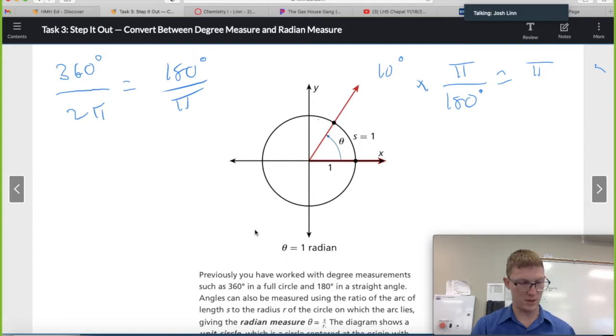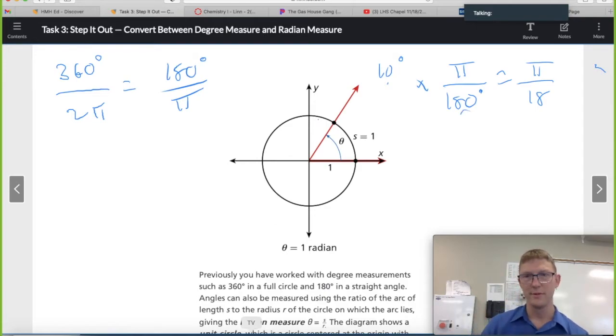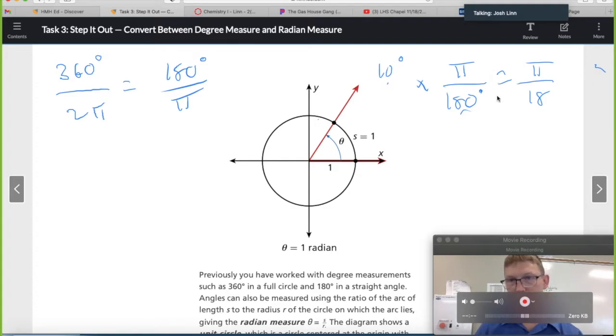10 divided by 180, and again, typically this is left in a fraction. So you would have pi over 18, which I totally should have known. So this is typically how radians are going to be done.